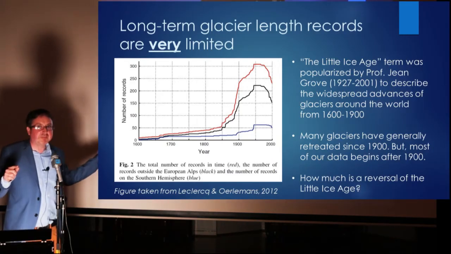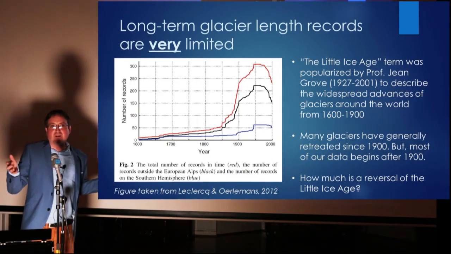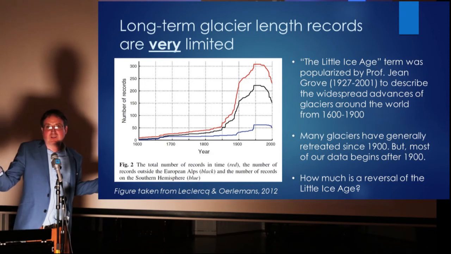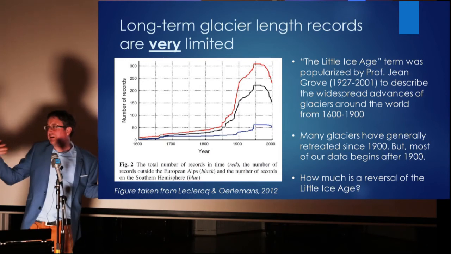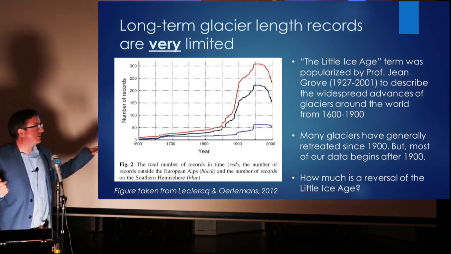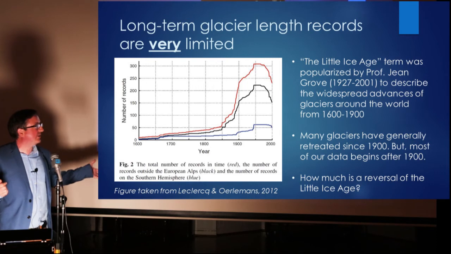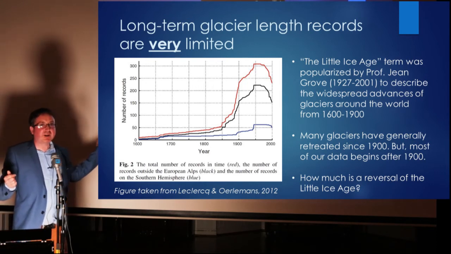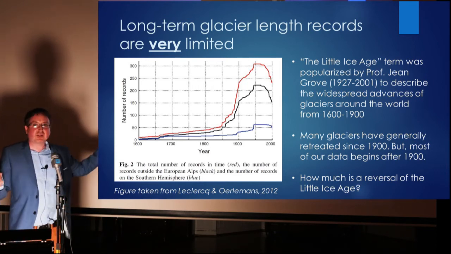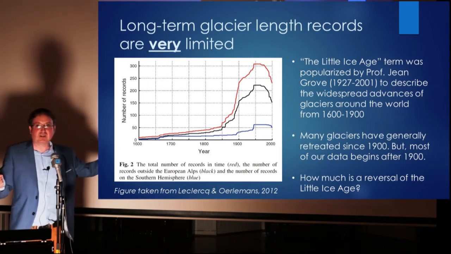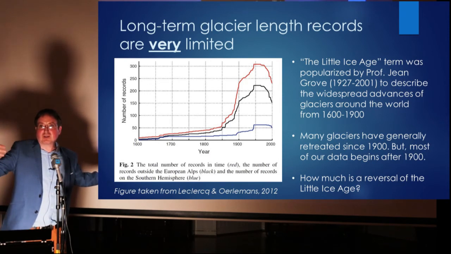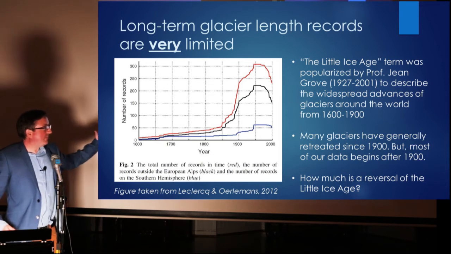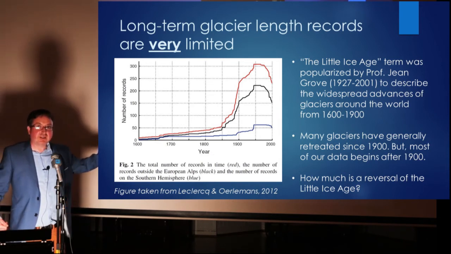So here's the problem. Some people have mentioned there was a little ice age. The term little ice age was popularized by Professor Jean Grove, who passed away in 2001. She was trying to describe the widespread advances of glaciers around the world from 1600 to 1900. It was well documented that the glaciers were advancing for those 300 years. Many glaciers have retreated since 1900.